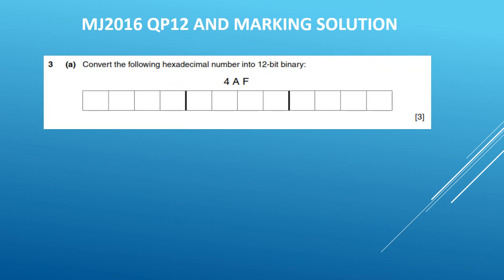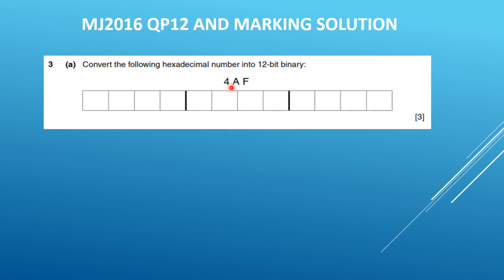Now let's take another example. This is question number 3 from paper May-June 2016. Question paper variant is 1-2. It asks us to convert the following hexadecimal number into 12-bit binary. The hexadecimal number given is 4AF.